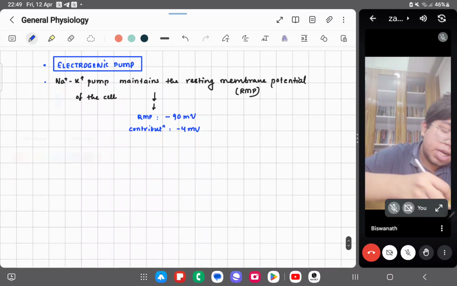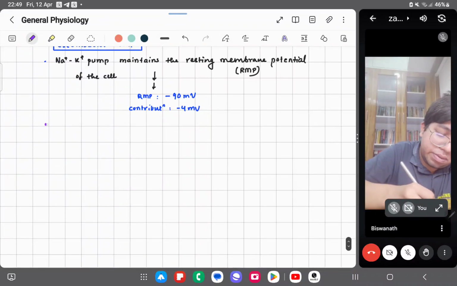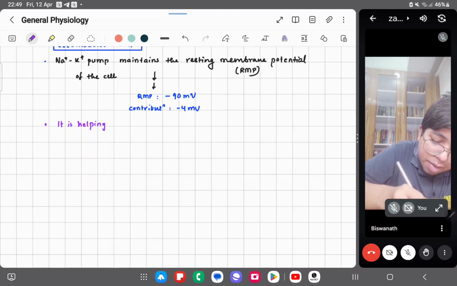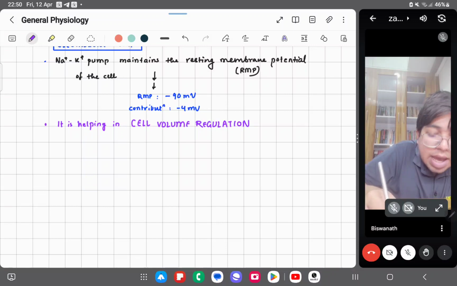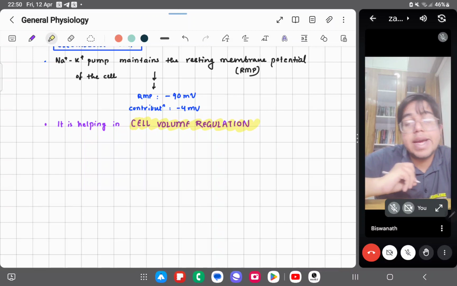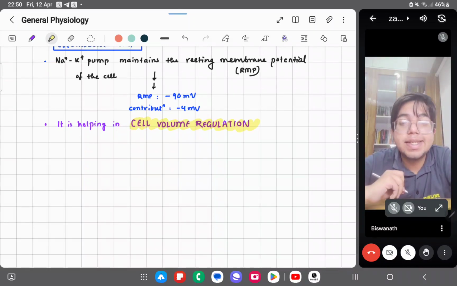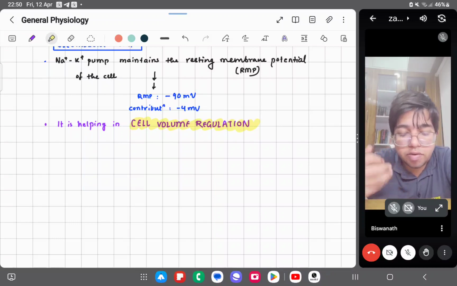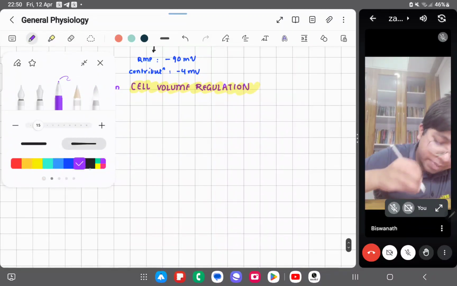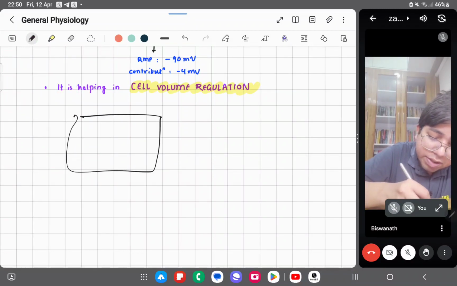Another function. It is helping in cell volume regulation. What is this new concept? As it involves the exchange of ions, since it causes a net loss of one osmotically active particle, it will cause cell volume regulation. What I'm trying to say is, just look at this.